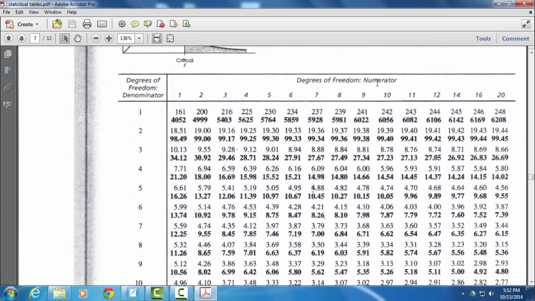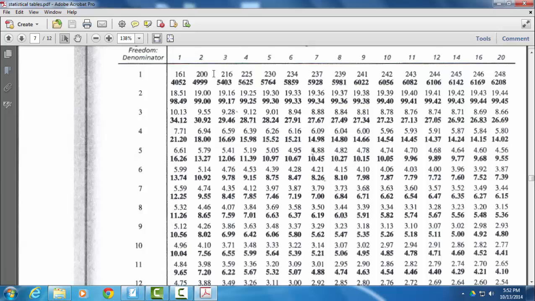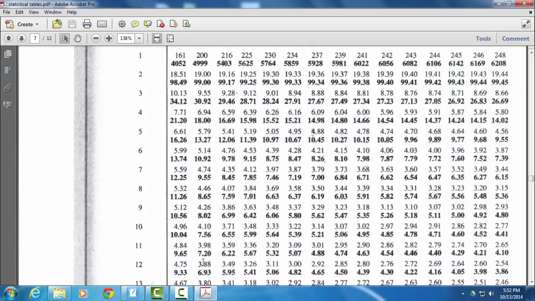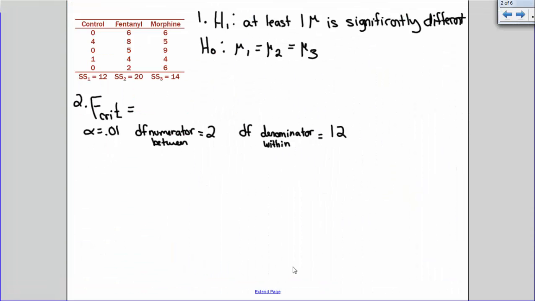Degrees of freedom numerator, or degrees of freedom between, was 2. Degrees of freedom denominator, or the degrees of freedom within, was 12. So where do 2 and 12 meet? Right here. 3.88 would be the critical value if our alpha level is 0.05. Our alpha level is 0.01, so we're going to go with 6.93. And because this is F, we don't have to worry whether it's a positive or negative value. It's always going to be positive. So 6.93 is our critical value.